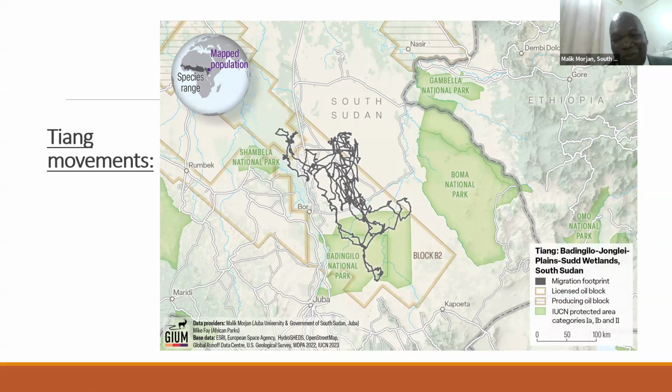This map also shows the other species, the tiang, also spending the wet season here in Badingilo National Park, and then during their migrations, they move up north in the Ungulate Plains, and there is no protected area here. They are only moving within an oil concession area. They go about 300-400 kilometers and cross into the Sudd wetlands. And in this area, they are not protected.